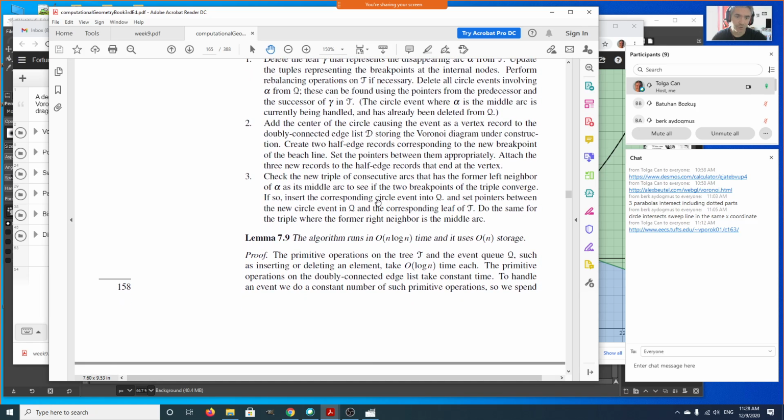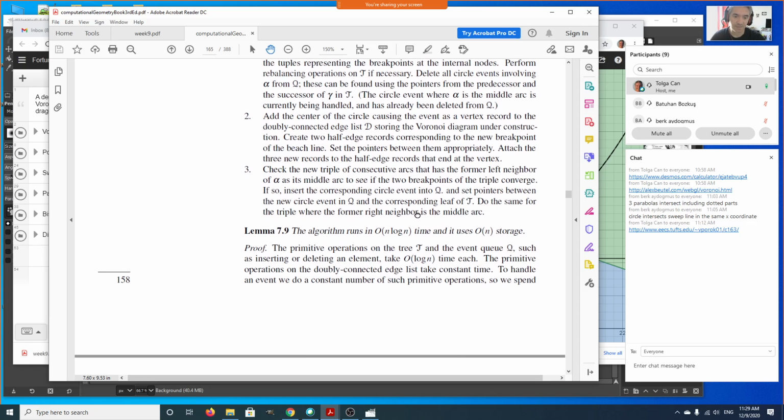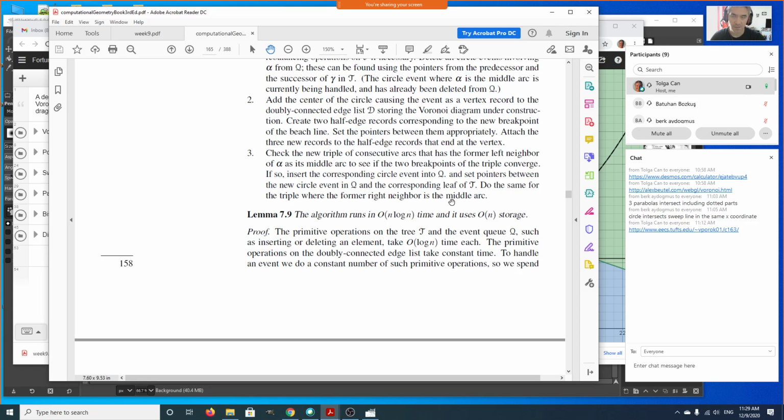We also check, due to the disappearance of the arc, that now the triplets are going to form. A single new triplet is going to form on the beachfront. We also check whether they form a circle event. There is a circle event below the sweep line, and we add that circle event if necessary. There may be 2 new triplets actually. The former right neighbor now is the middle arc.